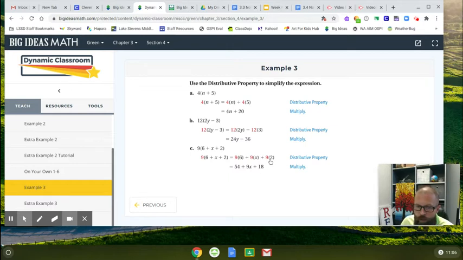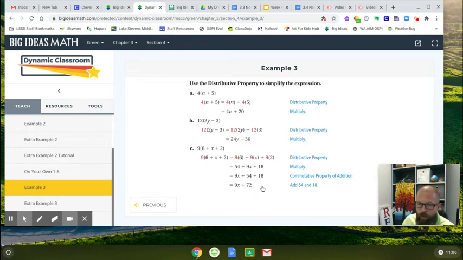Now I got to go a little bit farther because, see, these are like terms. They're both constants. This is a coefficient with a variable, but this is constant. So I can actually add these together. They use the commutative property to put them next to each other, but you don't need to do that if you don't want to. You can just add them up and you end up with 9x plus 72.